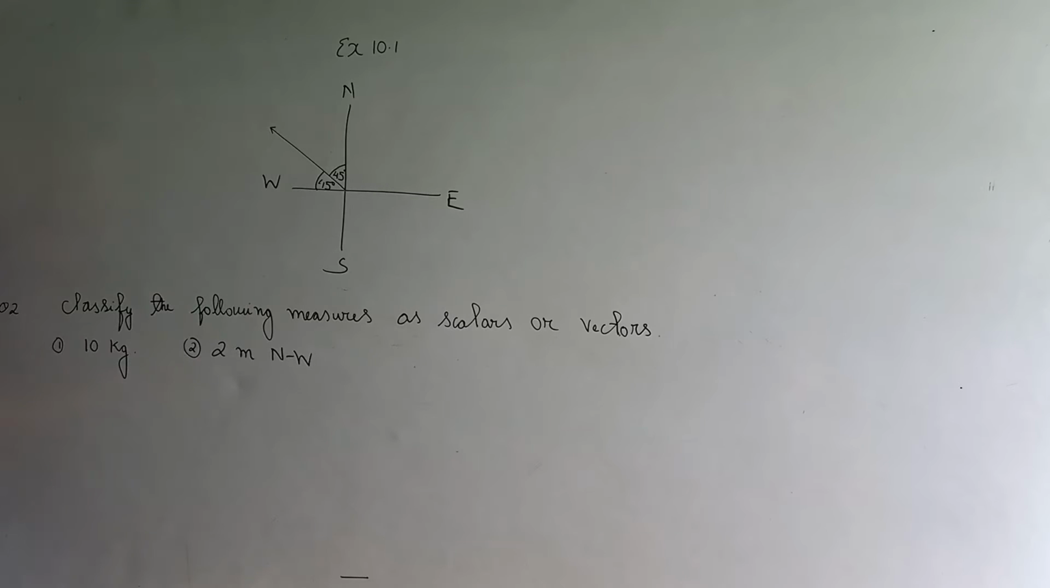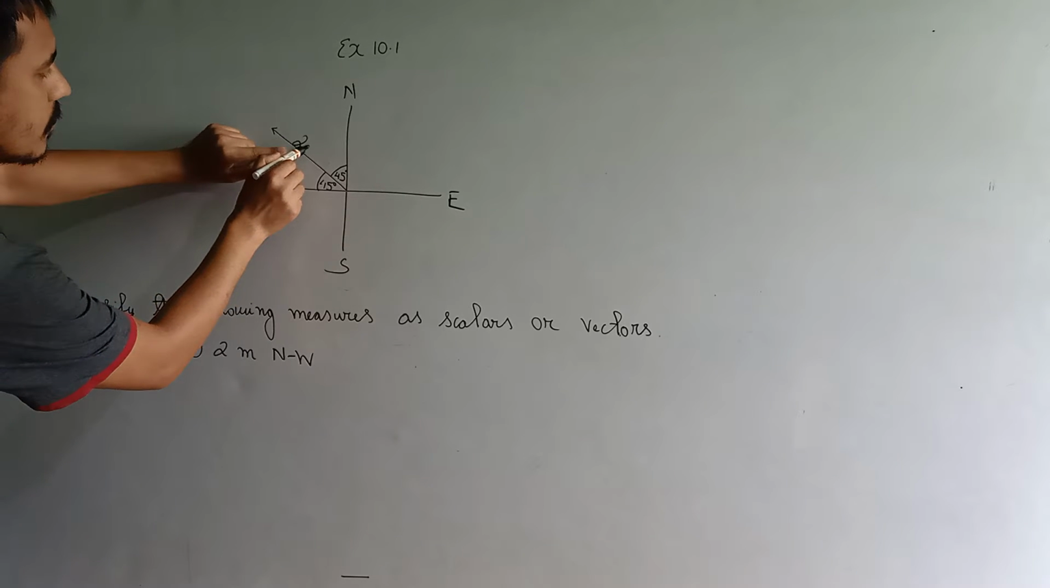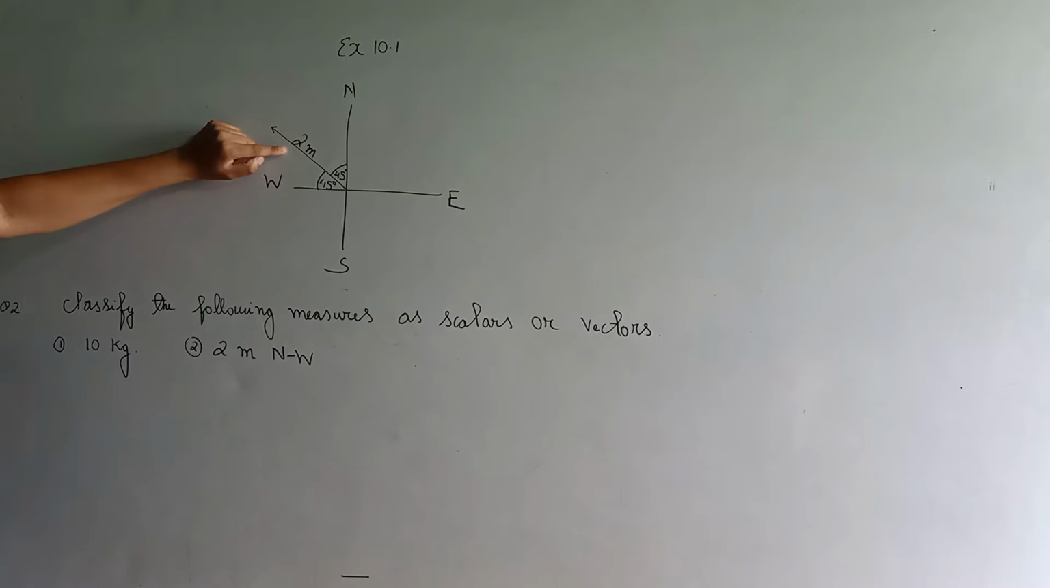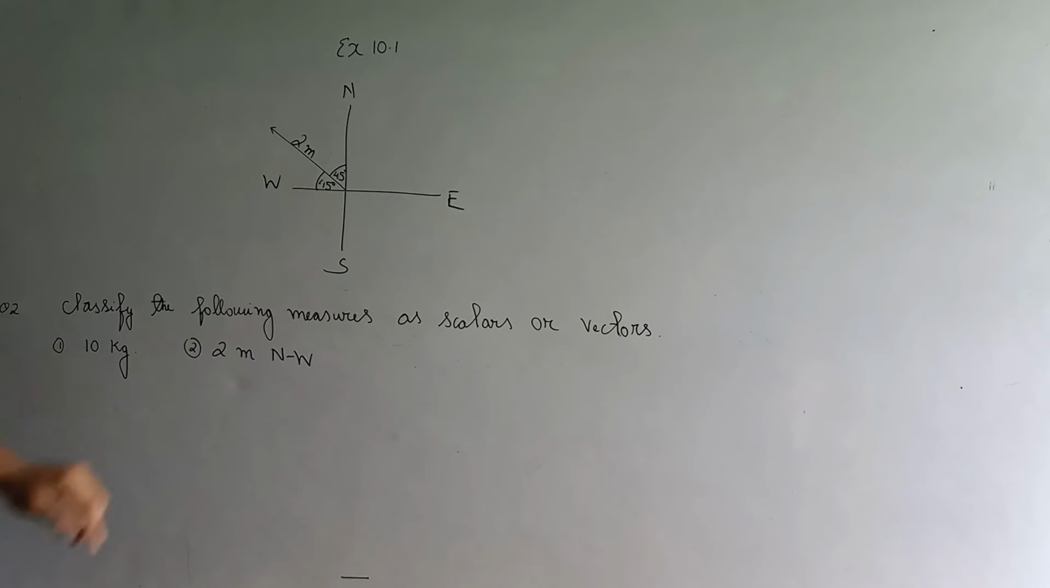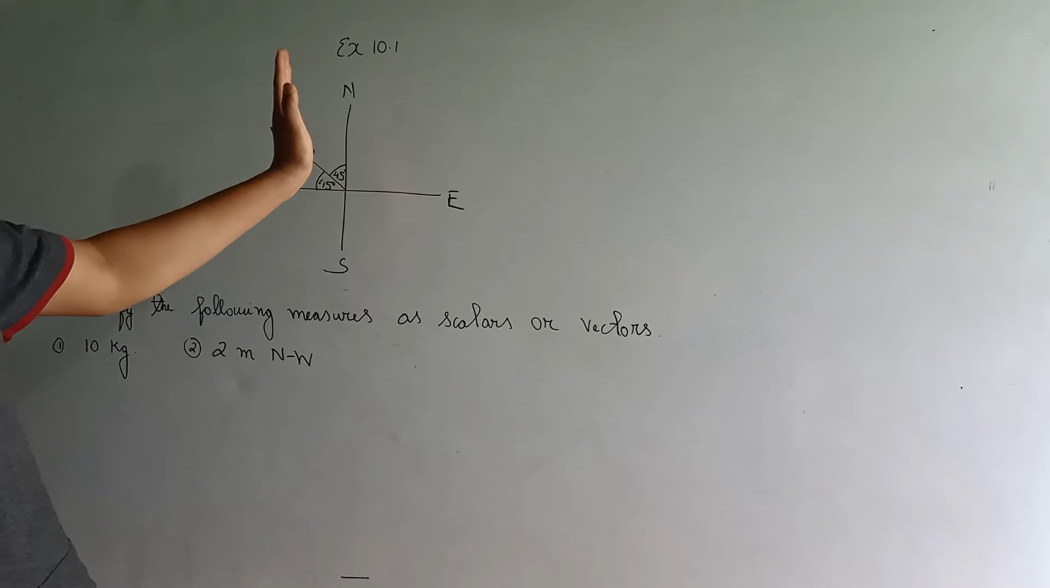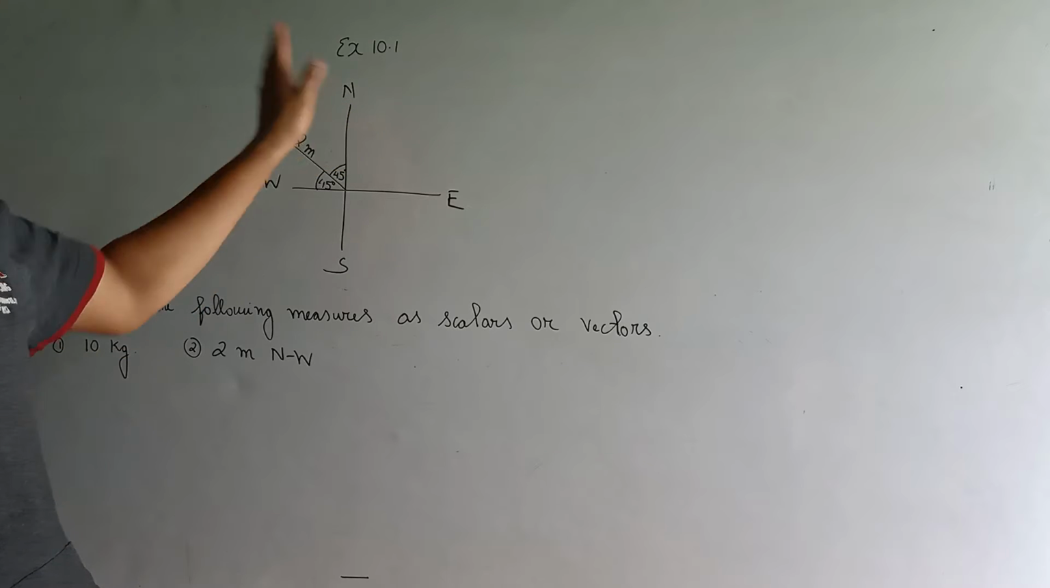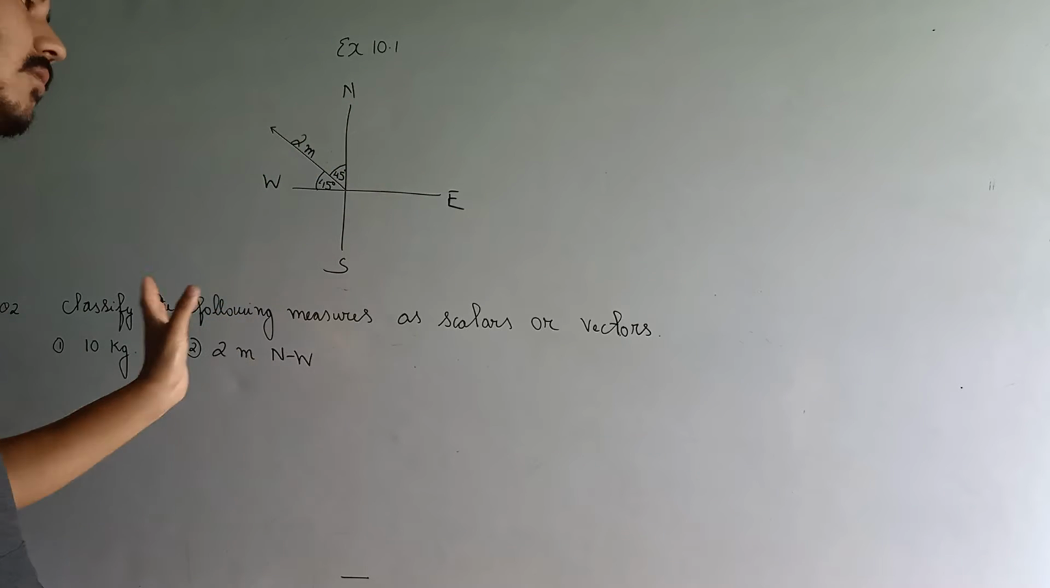Okay? So this directed line represents your 2 meters northwest. Is it okay? That means your vector is in the direction of 45 degree west of north. So this is a vector quantity.